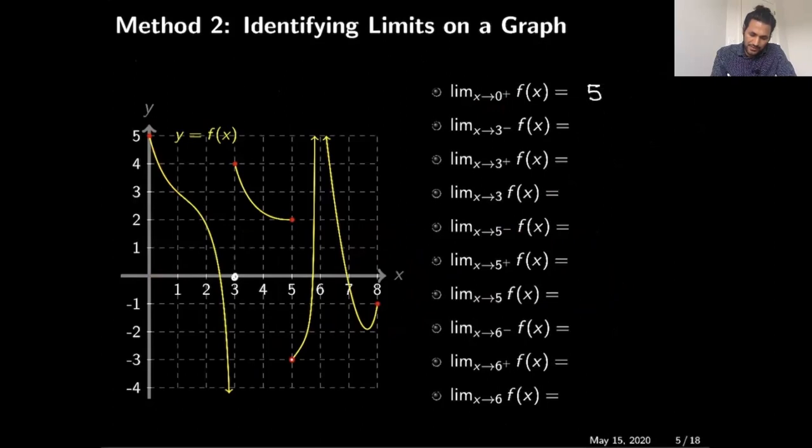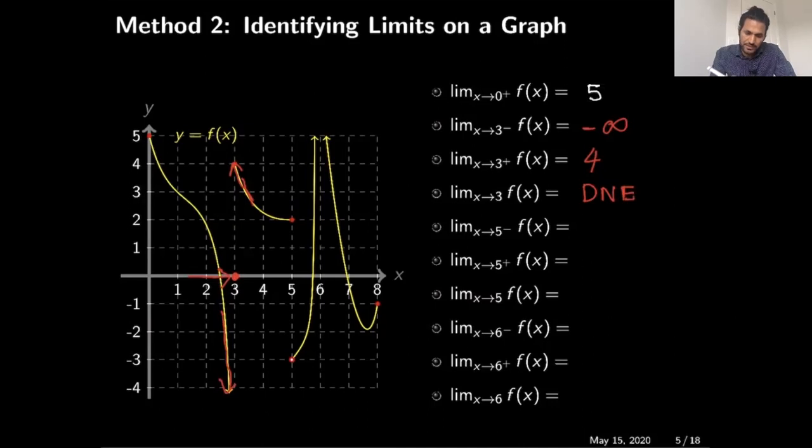Now 3. 3 is here. On the left side of 3, I'm approaching this, and you can see that on the left side, the graph of the function is approaching negative infinity. So this limit is negative infinity. On the right side of 3, the graph of the function is approaching this number 4. So that limit is 4. Then this left limit is not equal to the right limit, so this two-sided limit will be DNE, because the left limit is not equal to the right limit.